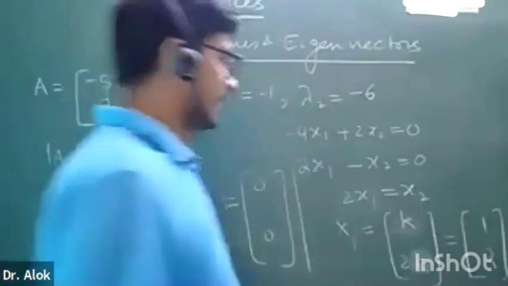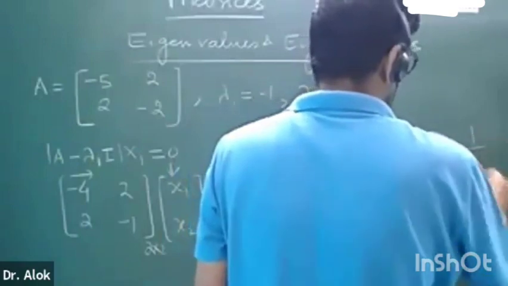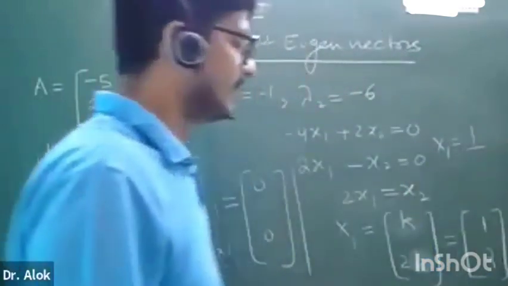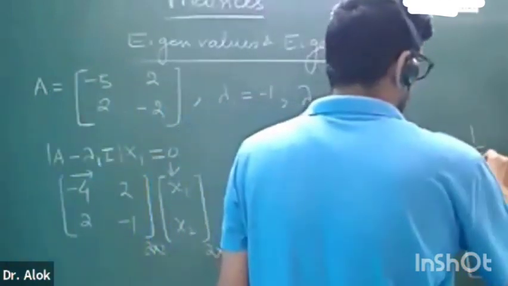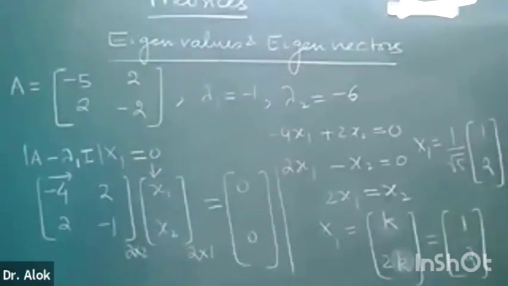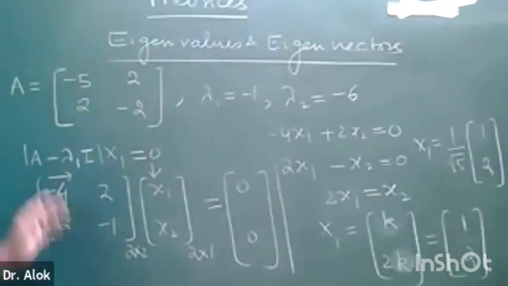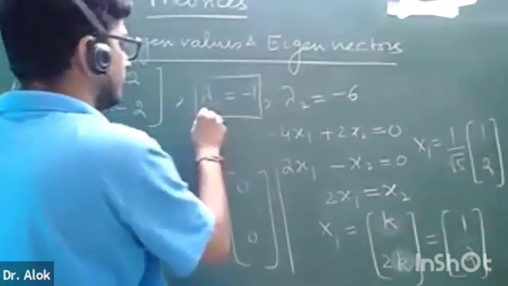And if I write the normalized form of the vector, it will be 1 by the square root of 1 square plus 2 square, which is under root 5, so 1 over root 5 times 1 and 2. Is this okay? So this is the vector corresponding to eigenvalue lambda 1.